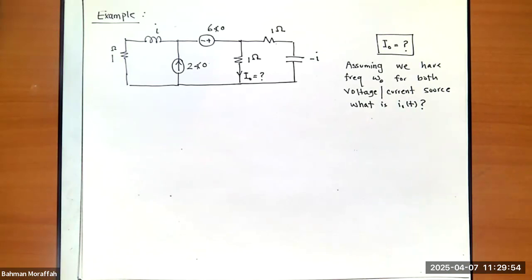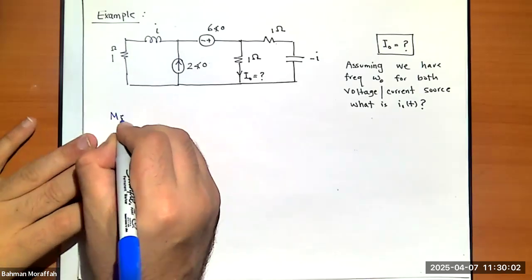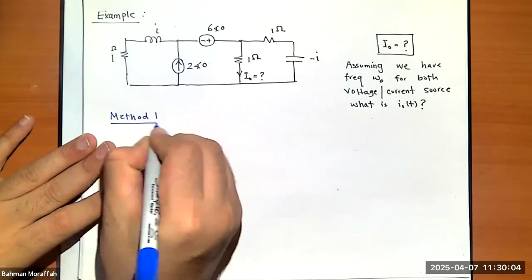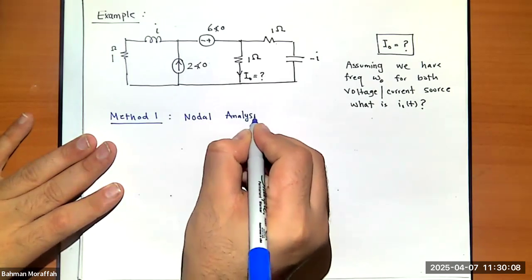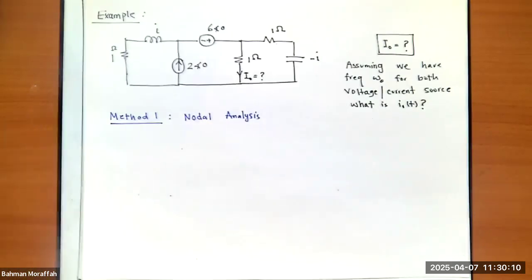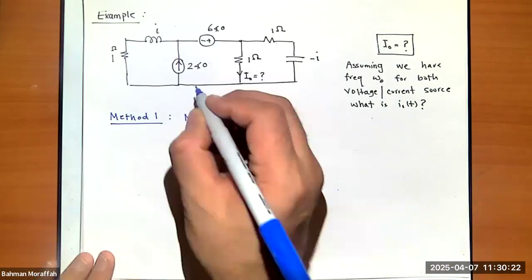Well, let's start by node analysis. So method 1, nodal analysis. If I'm doing node analysis, what do I need to have? What is the first step? We need to establish a ground. Let's just say this is my ground.